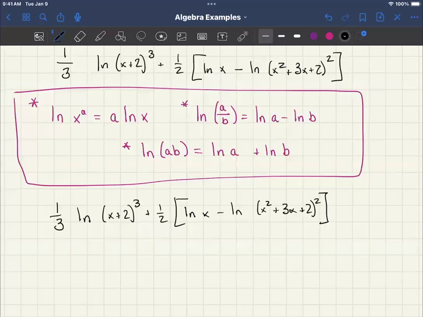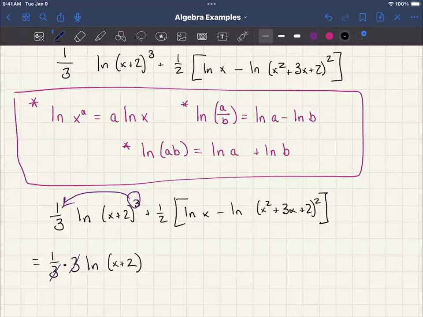Now, I think the first part of our quantity here is a little bit easier to see what we might do. We have an exponent up top. We can pop that down. So let's do that. So we're going to take this number. We can pop it out front. When we do that, we get 1/3 times 3 natural log of x plus 2. Okay. And those threes are going to cancel, and we're going to end up with just natural log of x plus 2, which is so pretty.